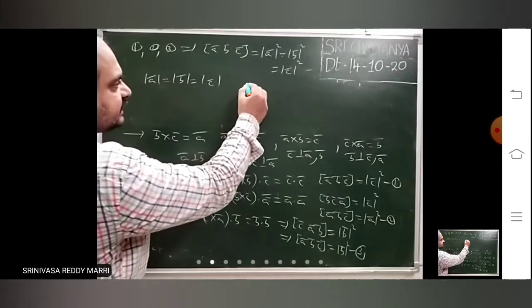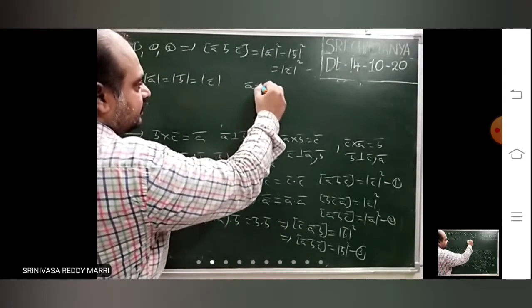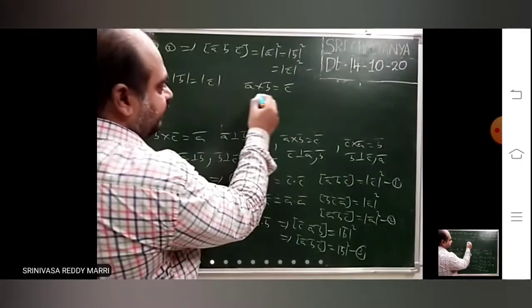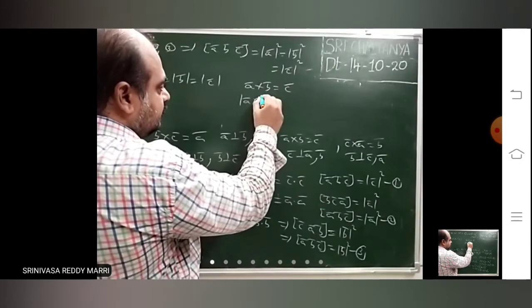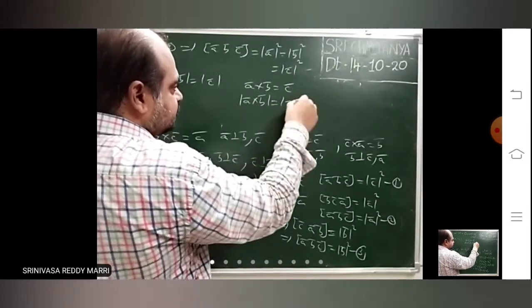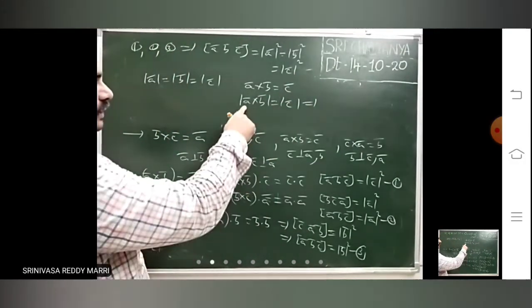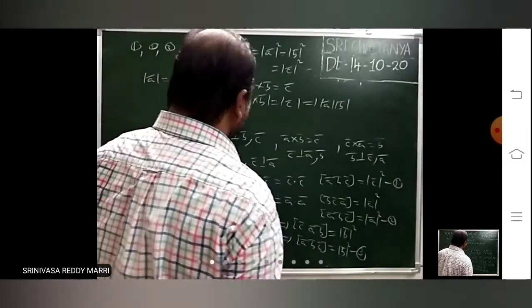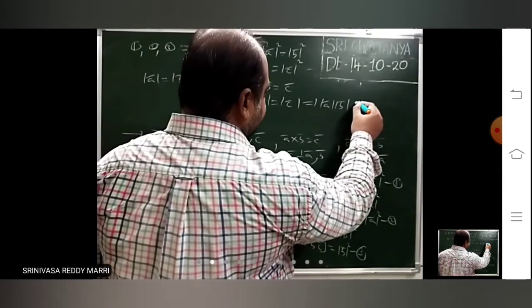You take first relation. Look at A bar cross B bar equal to C bar. First relation is given. I am applying modulus on both sides. Magnitudes will also be equal. Now look at what is the formula for this? Modulus A bar into modulus B bar into sine pi by 2.